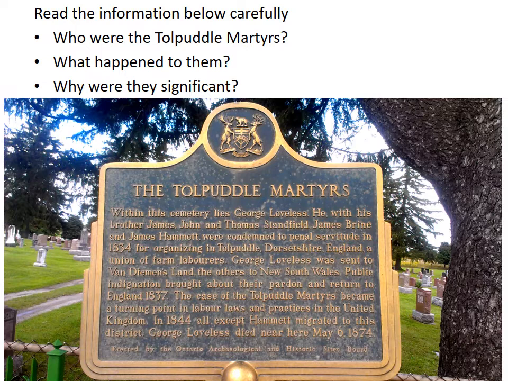And why were they significant? I suppose what makes them the martyrs is what it says at the end of the plaque, that they were pardoned. So in other words, public support got behind them, and the government actually overturned their conviction because they had been convicted of a crime. So this is quite an interesting story with regard to trade unionism. So that just kind of introduces our topic. Right, let's move on then.